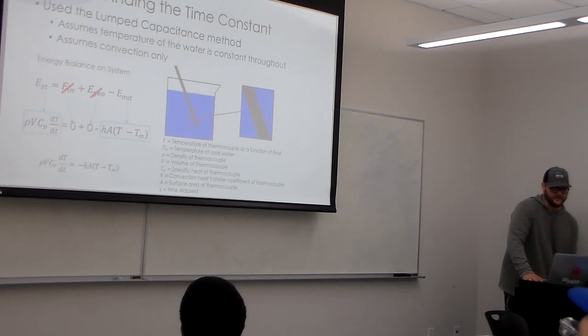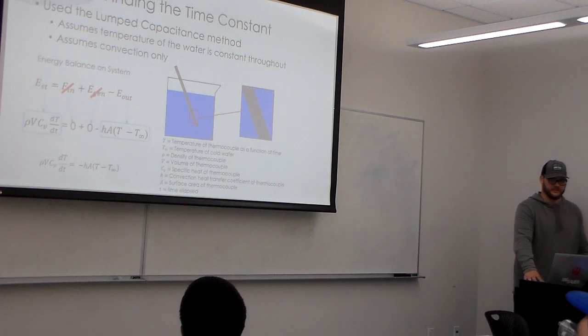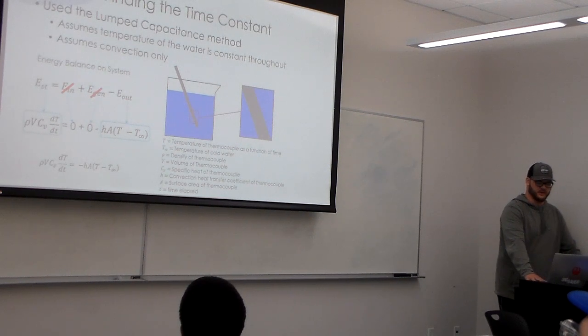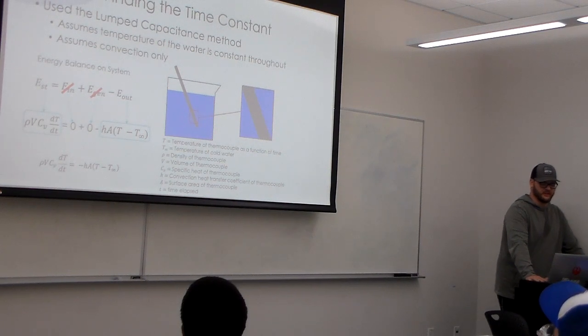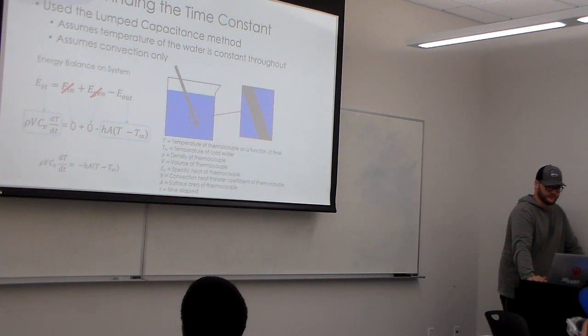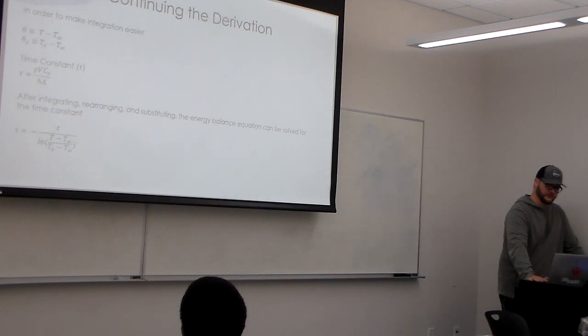In order to find the time constant, I used the lumped capacitance method. It assumed that the temperature of the water was constant throughout and that the heat transfer was done by convection only. An energy balance was done to get this, which is the energy stored equals the energy in plus the energy generated minus the energy out. There was no energy going into the thermocouple and no energy generated due to the constant temperature.